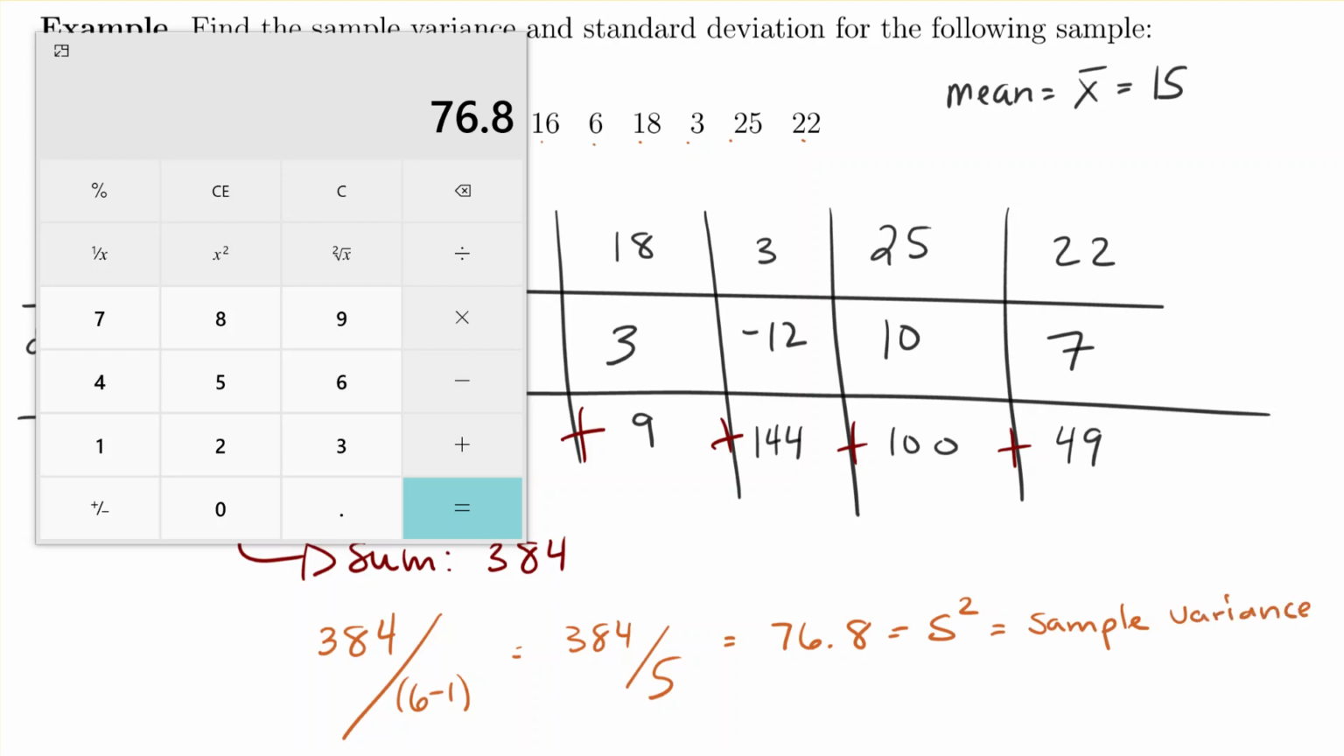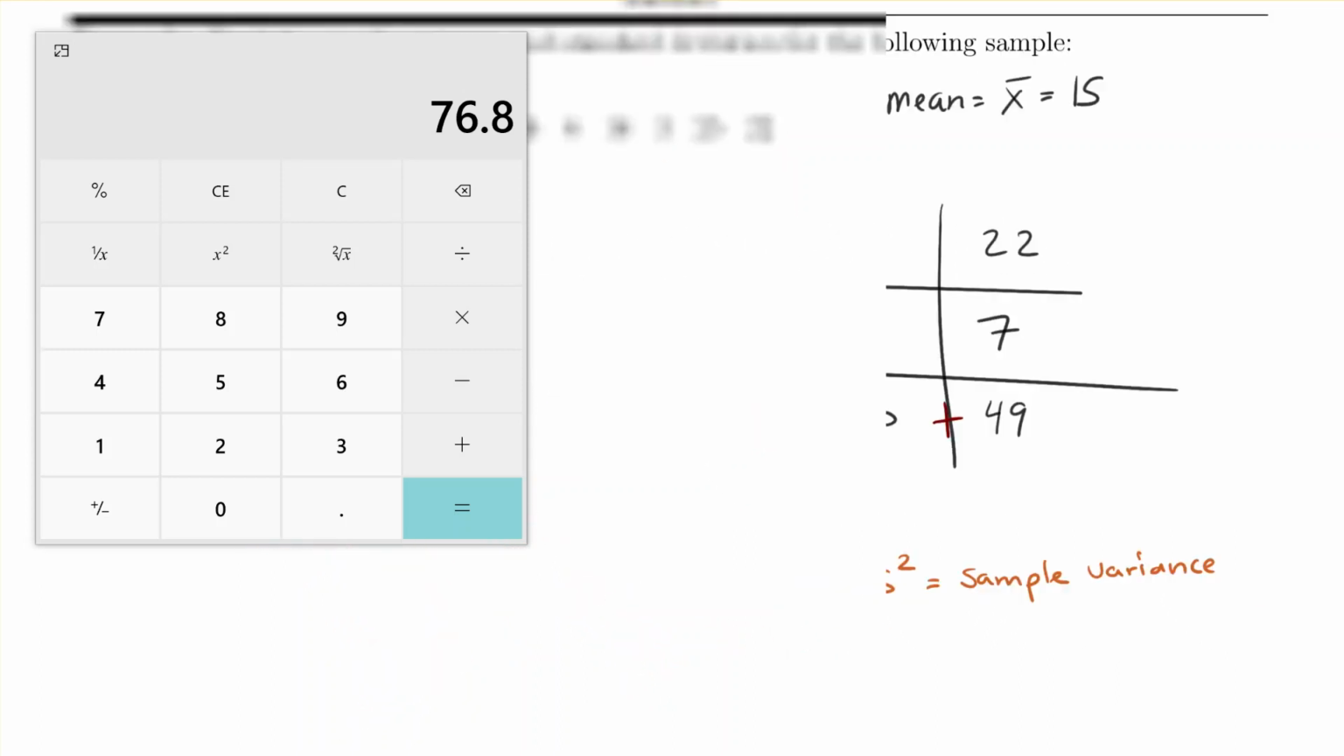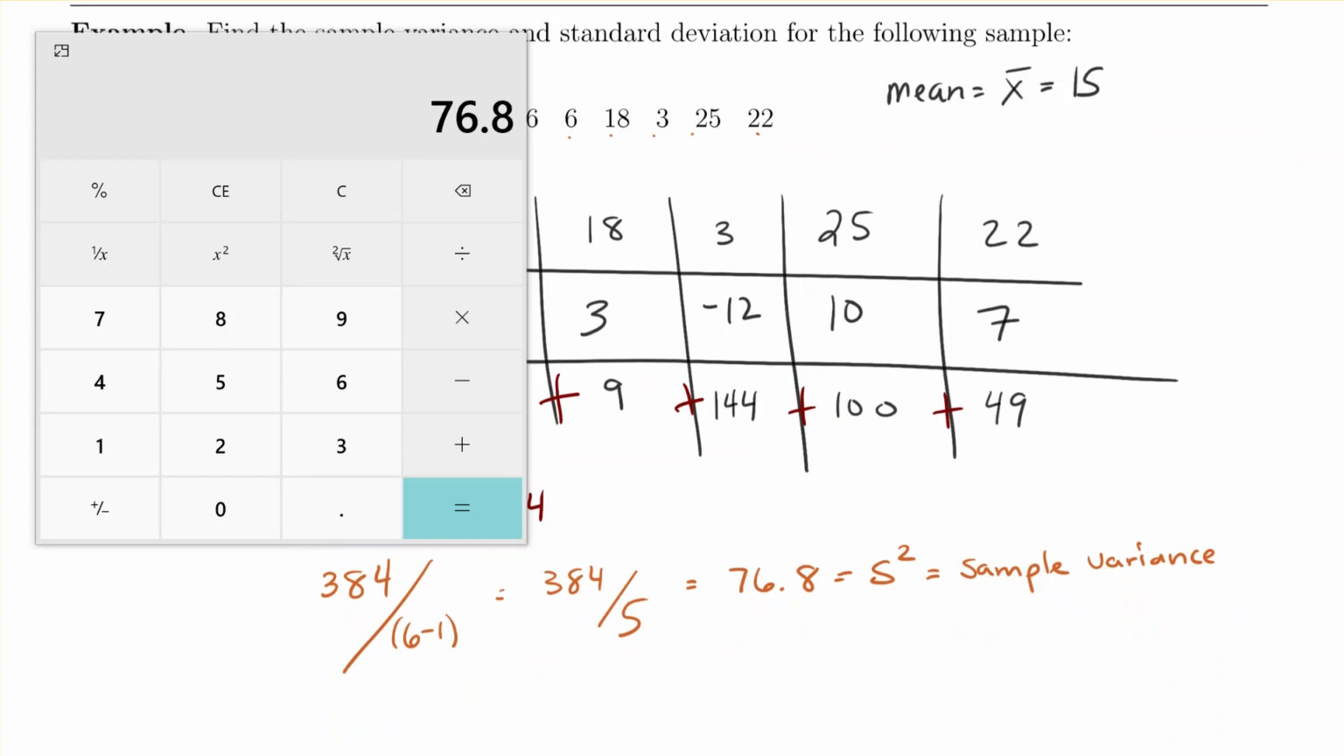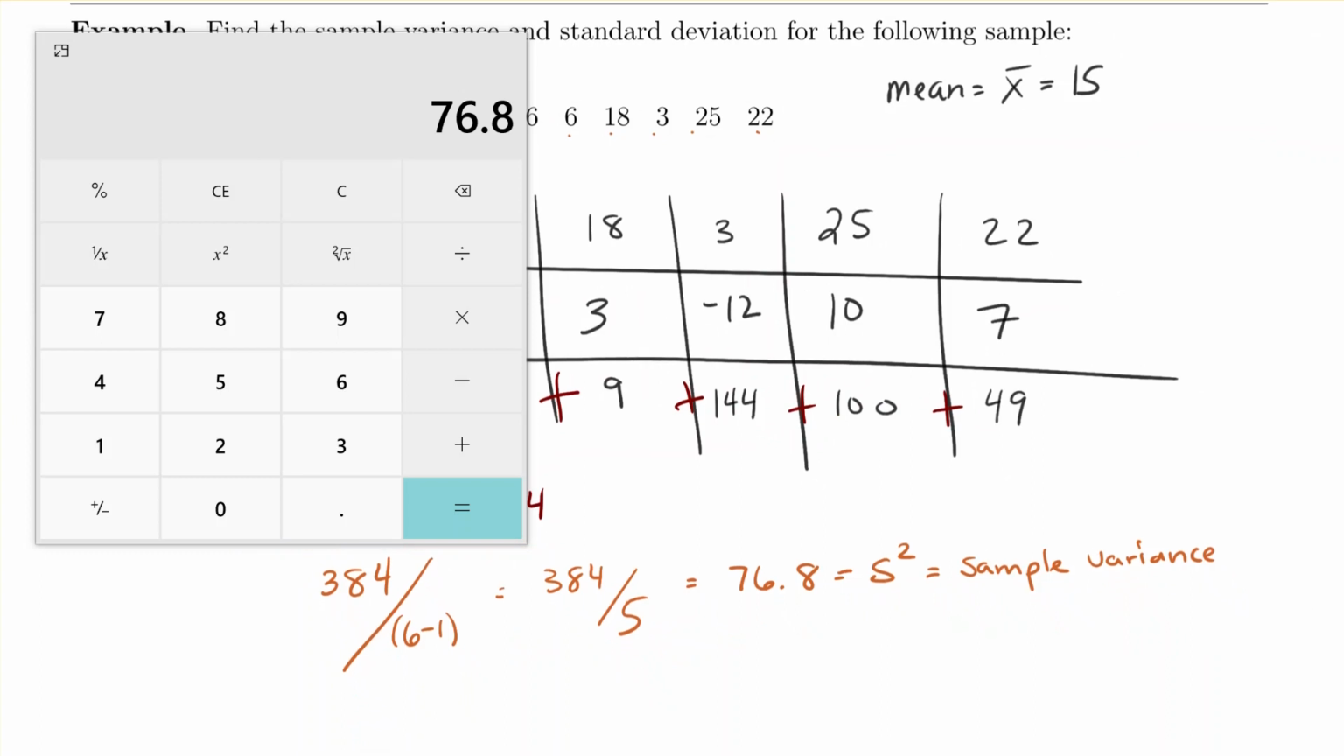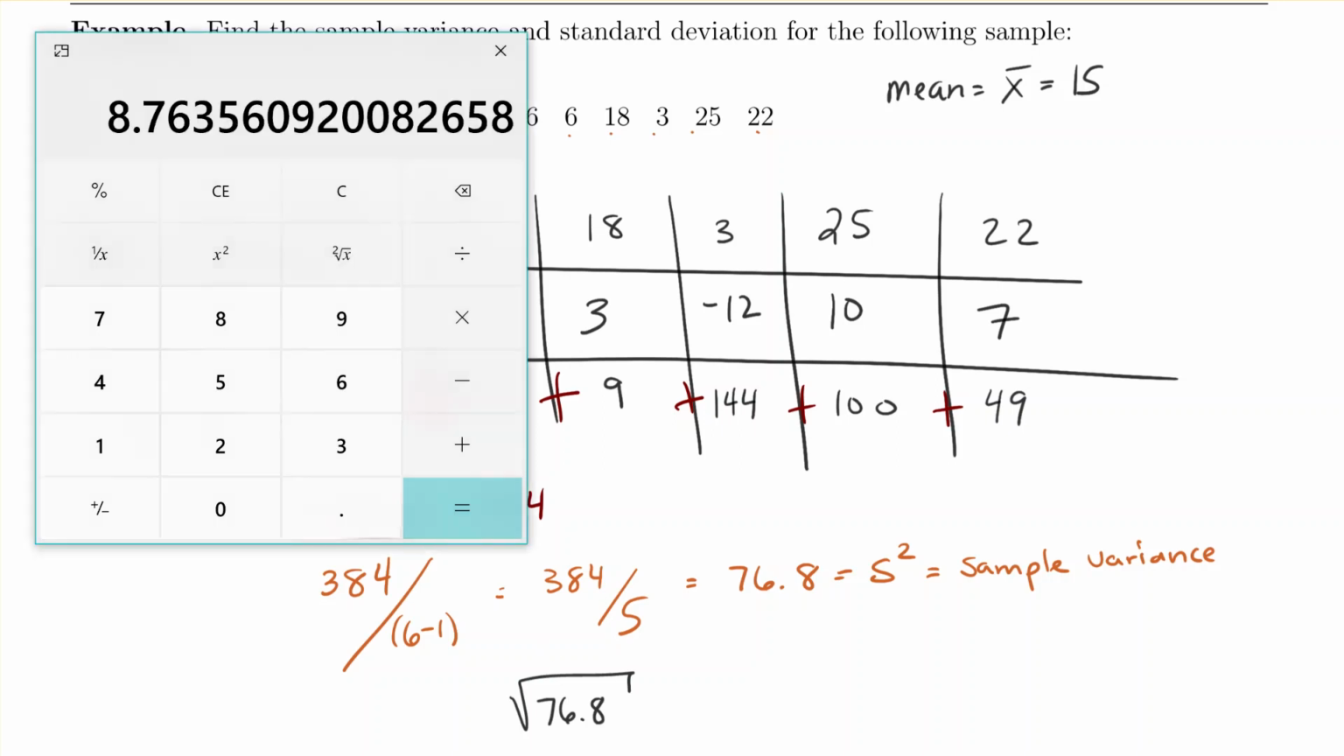Now, how do you find the sample standard deviation from the sample variance? All you have to do is take the square root. So the square root of 76.8, which when we round to the first few digits is 8.763561 when rounded. That is my sample standard deviation.